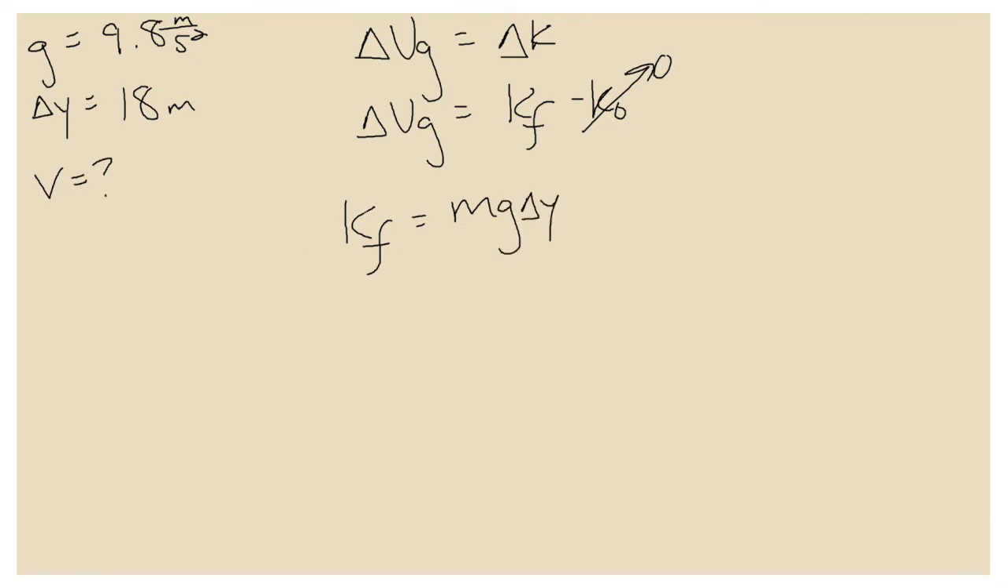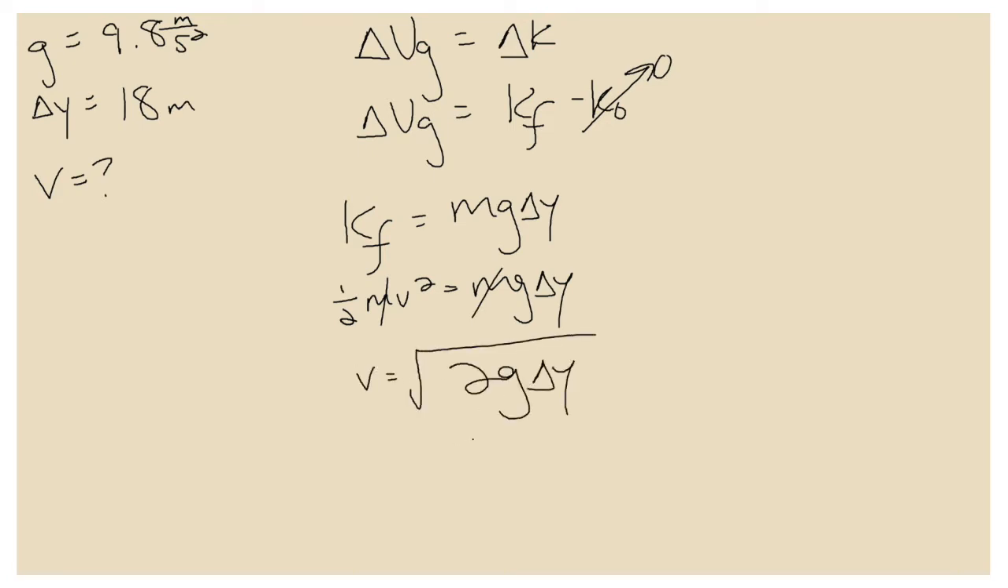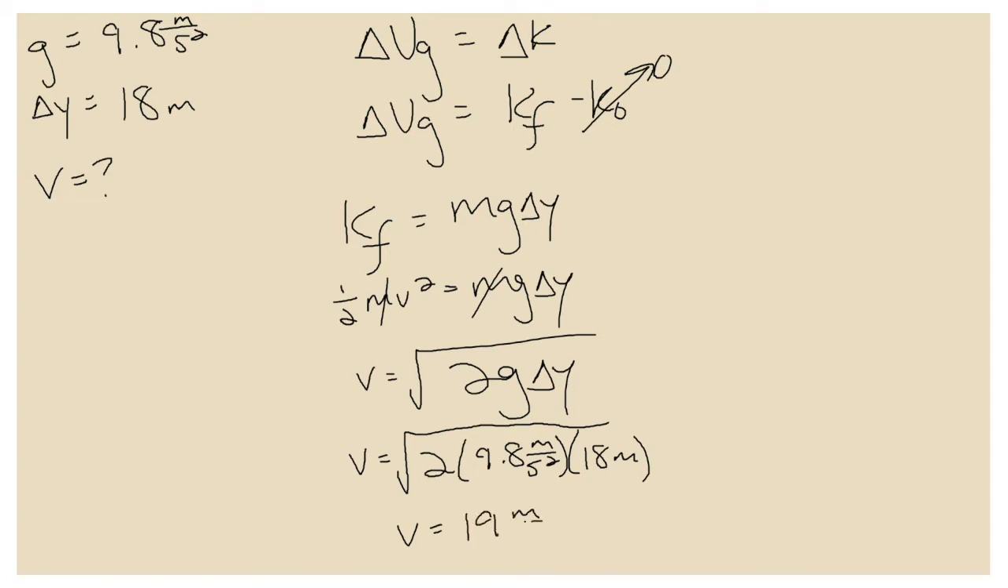Now, of course, they asked us not for the final kinetic energy, but for the final speed. And so we'll write 1/2 mv squared equals mg delta y. And of course, as we expected, the masses cancel. And so what we're left over with is a familiar looking expression, v equals the square root of 2g delta y. And so if we plug in our numbers for this particular problem, we have 2 times 9.8 meters per second squared times 18 meters, and that gives us an answer of 19 meters per second.